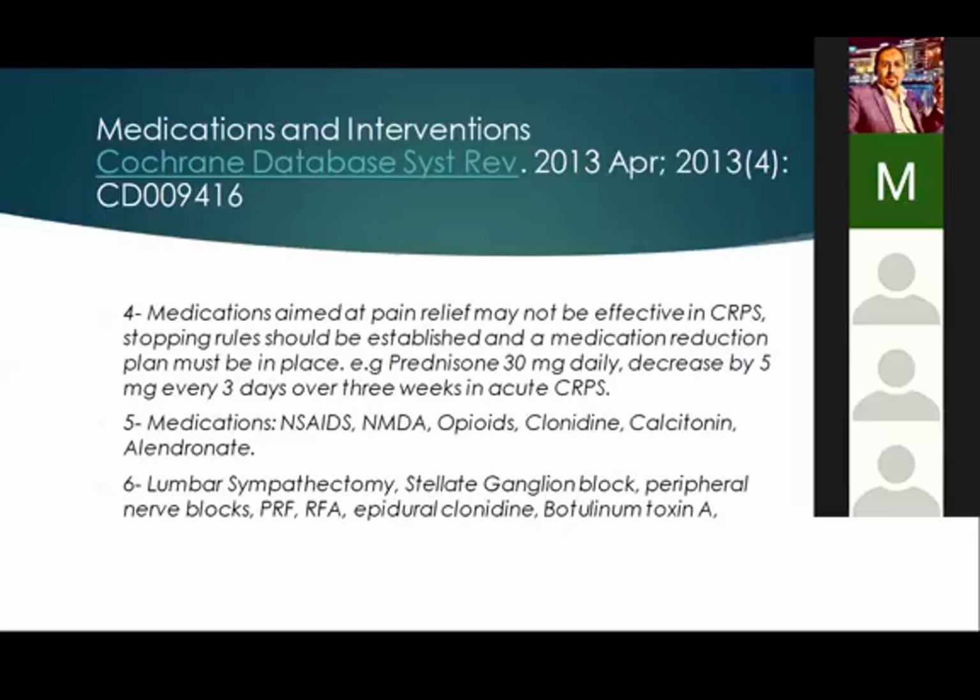syndrome, and usually I start this at 30 milligram daily and decrease by 5 milligram every 3 days for 3 weeks in acute CRPS syndrome. Unfortunately, I have seen so many patients who present to the clinic after 3 years of treatment with CRPS, either in GP practice or in a general physician practice. They are on a high amount of bisphosphonates, steroids with the full-blown picture of steroid side effects. There is no stopping plan.